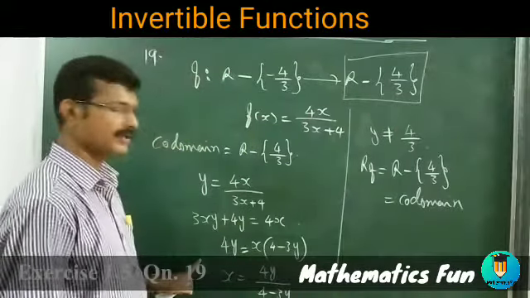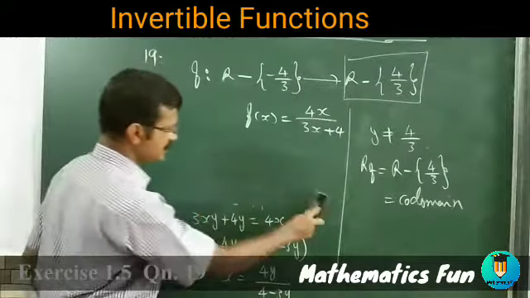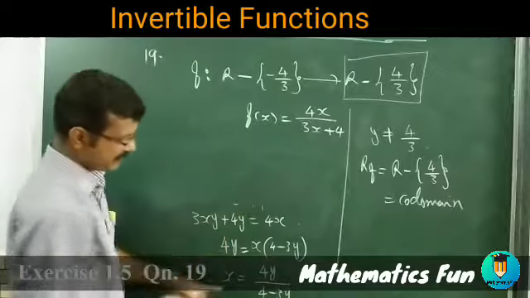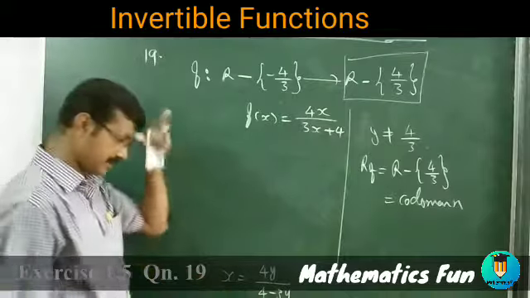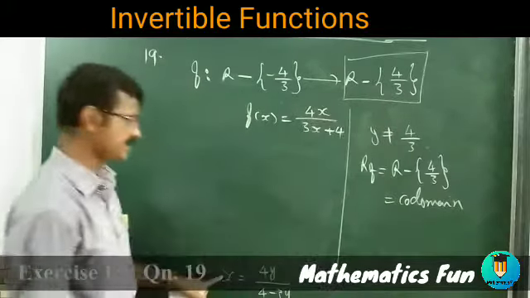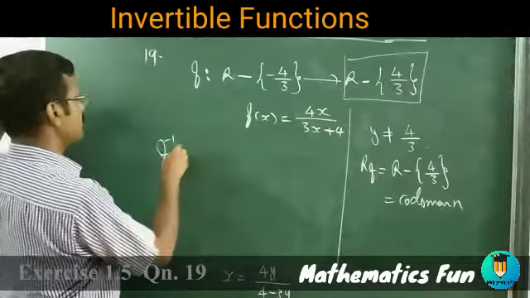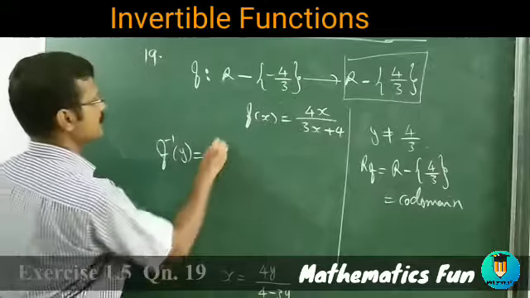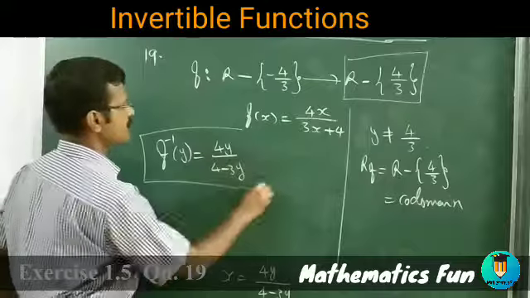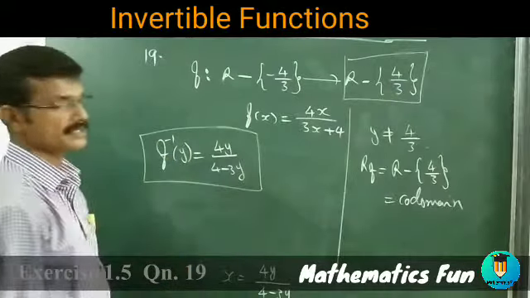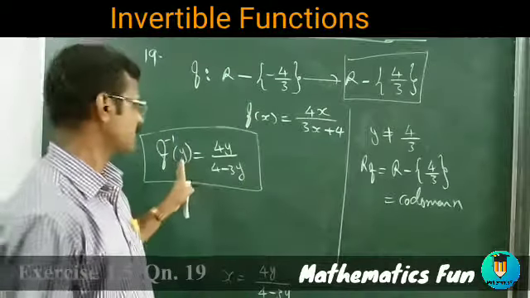Since it is invertible, we can write down its inverse. How to find the inverse? Already we reached a result: x is equal to 4y by 4 minus 3y. From this itself, just like the previous one, we know x is f inverse y. So f inverse y is equal to 4y by 4 minus 3y. This is the corresponding inverse. The main part of the question is that you have to prove it is one-one and onto, and then we will get the f inverse.